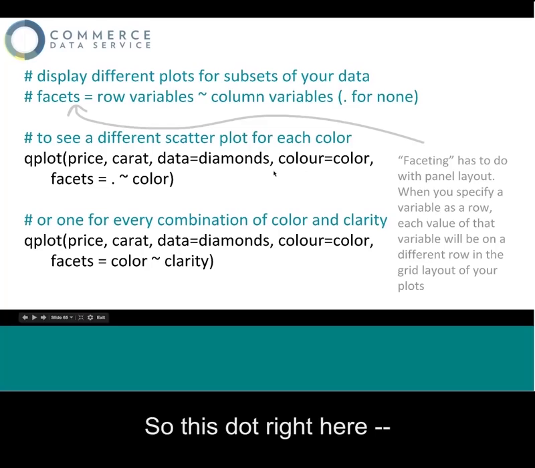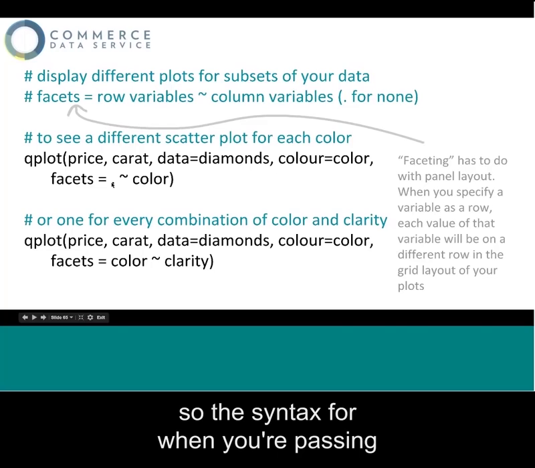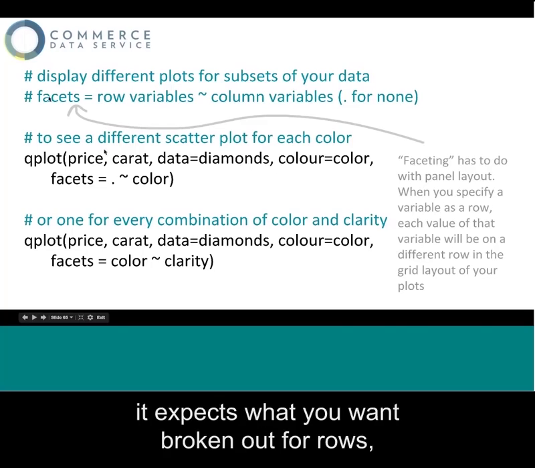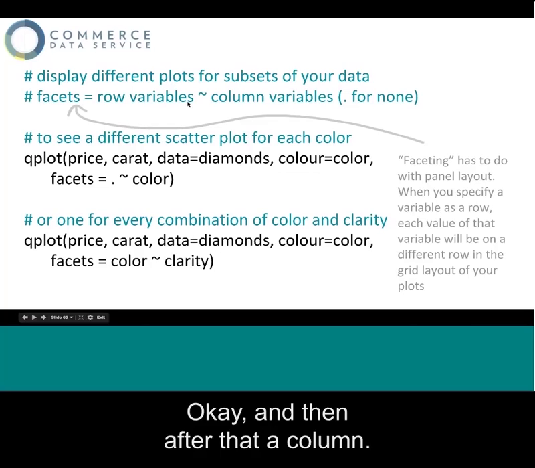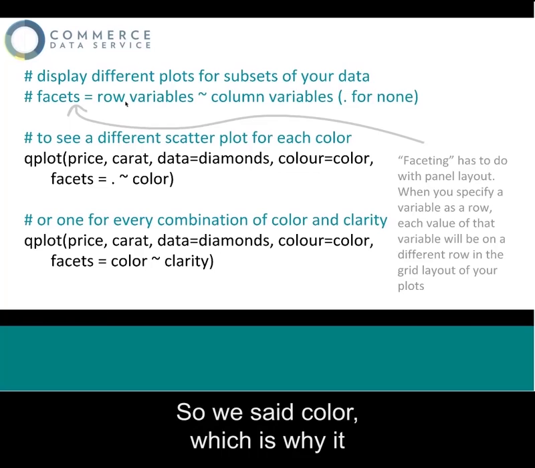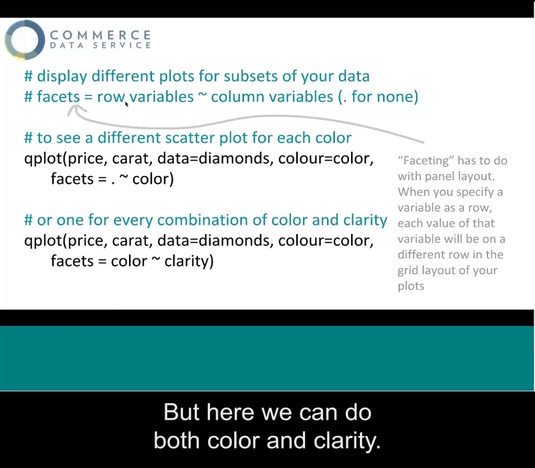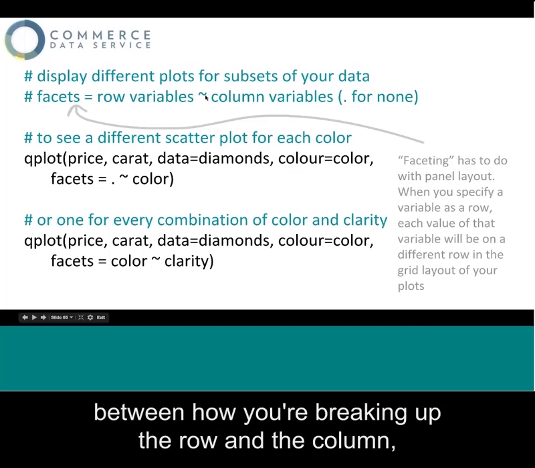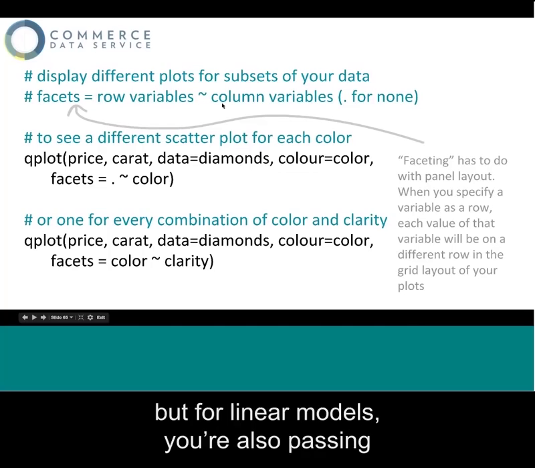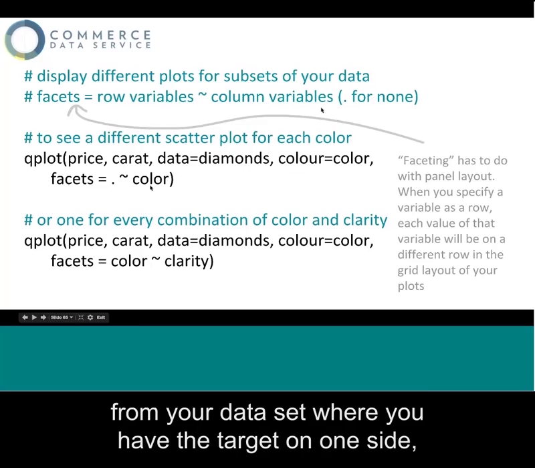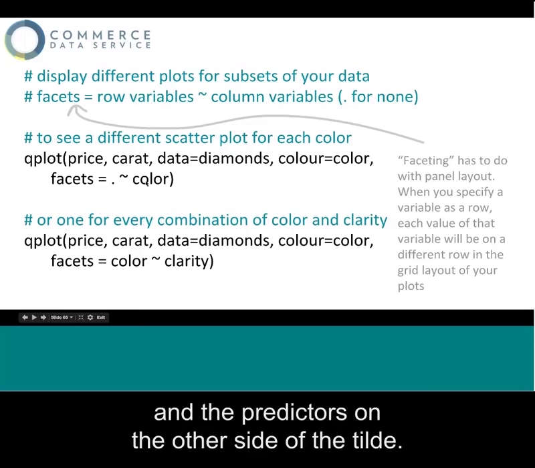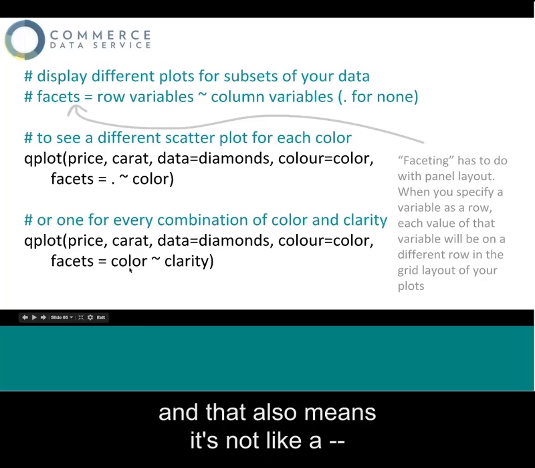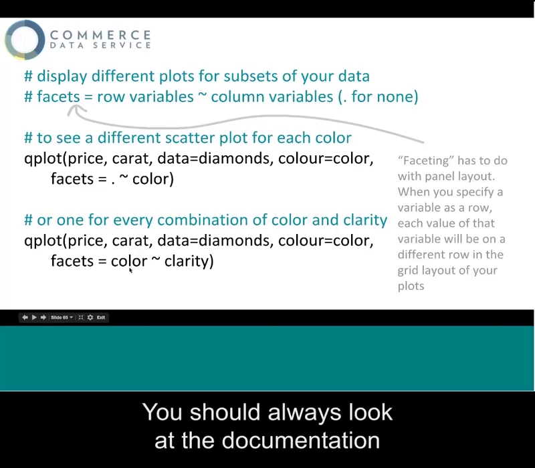So the syntax for when you're passing in that facets argument to qplot is it expects what you want broken out for rows, like one after the other, before the tilde. And then after that is column. So we said color, which is why it broke out those 4 or 5 plots next to each other. But here we can do both color and clarity.